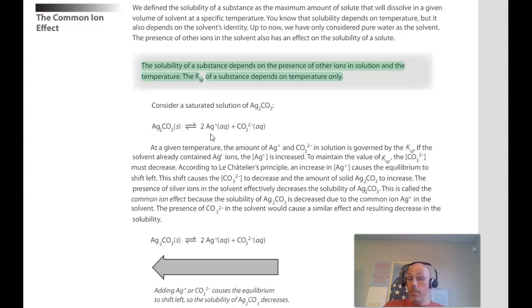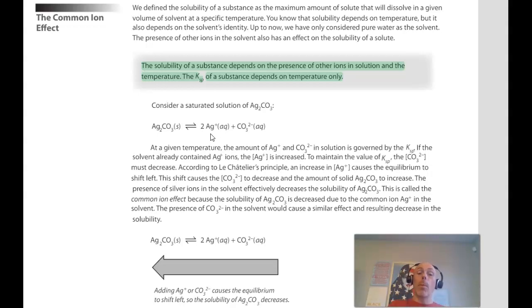If we, per se, increase the concentration of carbonate ions by them being present already, that would shift the equilibrium to the left, and that would decrease the solubility of silver carbonate. The key here is that if there are ions in common with a compound we are contemplating the solubility of, that will decrease the solubility because, as we just saw, it'll shift it left.